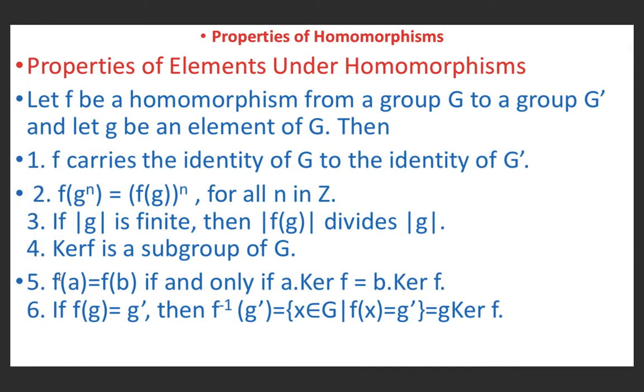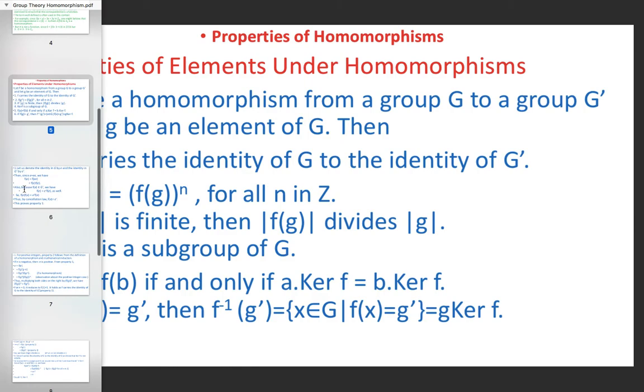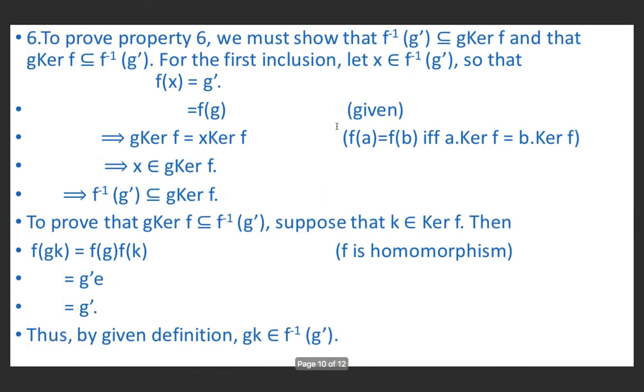Now the last property: if Fg is equal to G dash, then F inverse of G dash, the set of all X belonging to G such that Fx is equal to G dash, is equal to G kernel F. So we are given that Fg equals G dash and we need to prove that F inverse G dash is equal to G kernel F. To prove this, we must show that F inverse G dash is a subset of G kernel F and G kernel F is a subset of F inverse G dash.